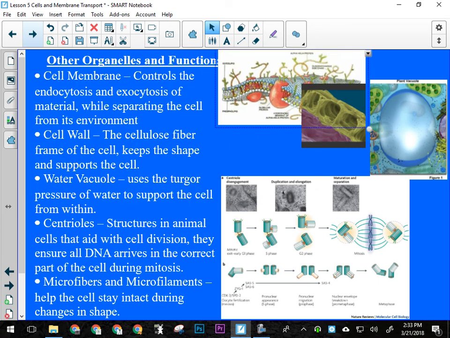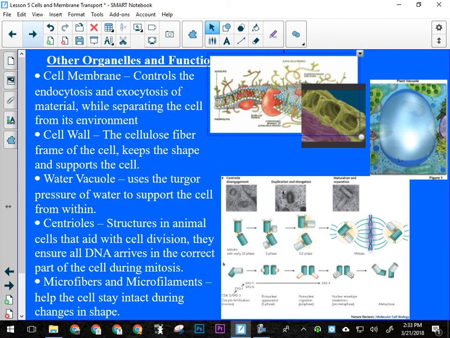All right, so what does the membrane do? If I was looking for a definition of the cell membrane, it would need to contain these two words. Okay, controls endocytosis and exocytosis. Endocytosis means movement into the cell. Exocytosis means movement out of the cell. Right? That's what the cell membrane does.